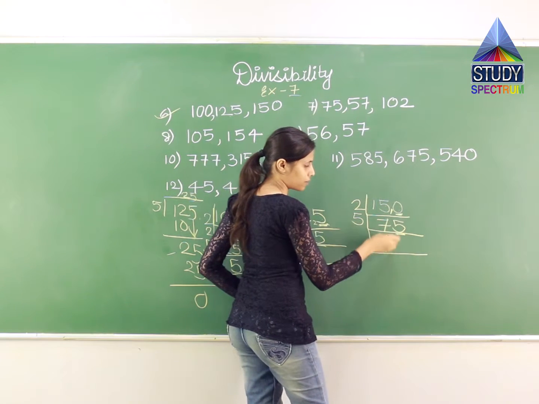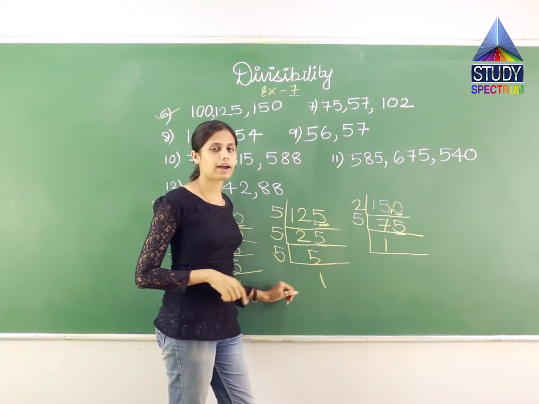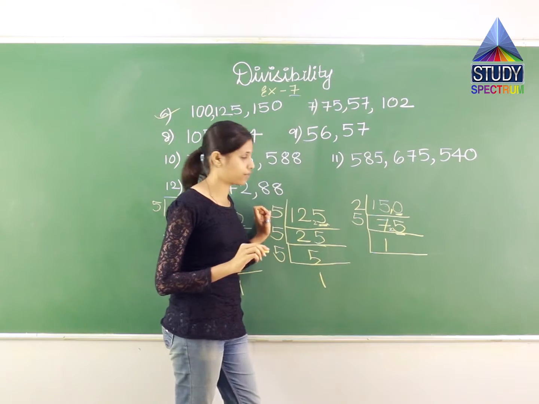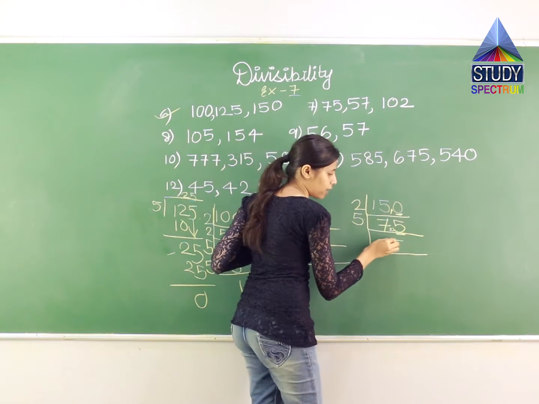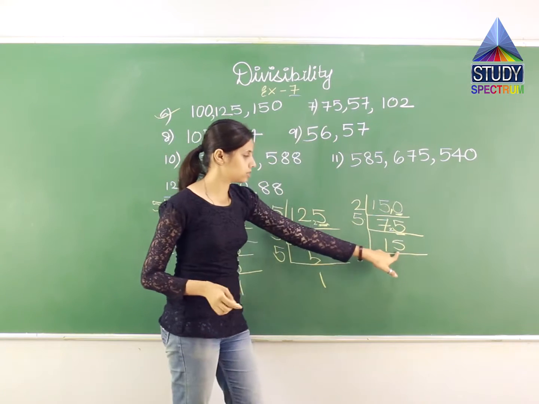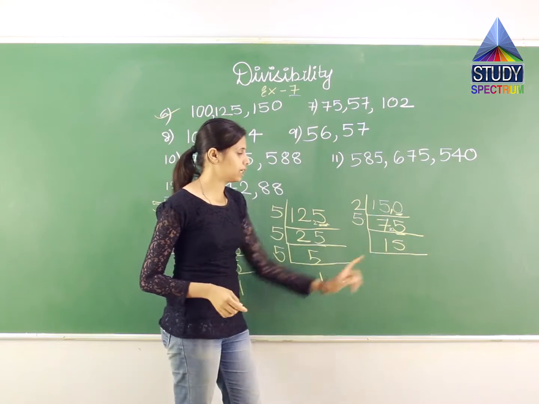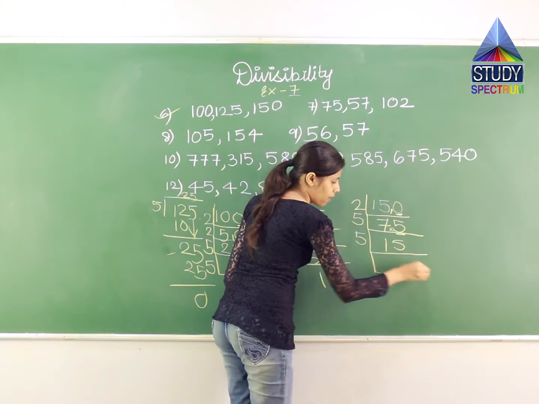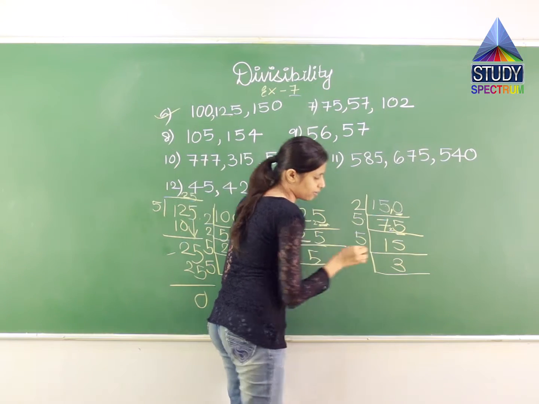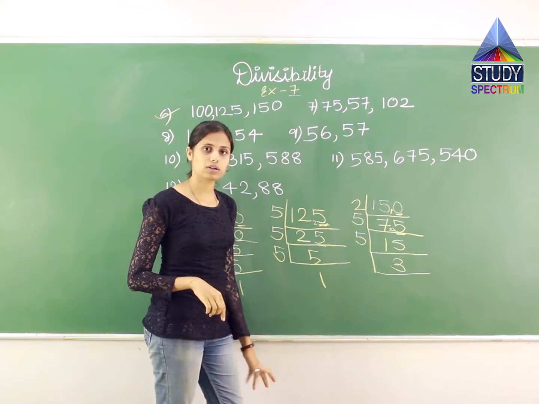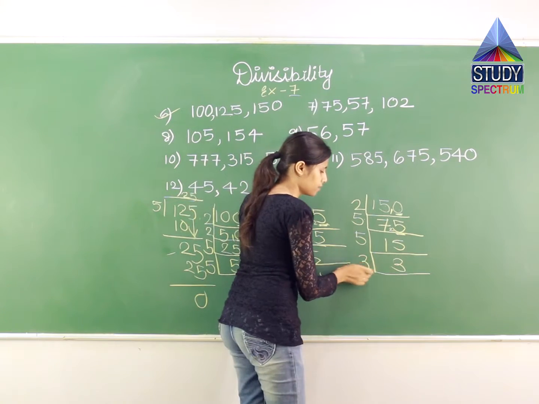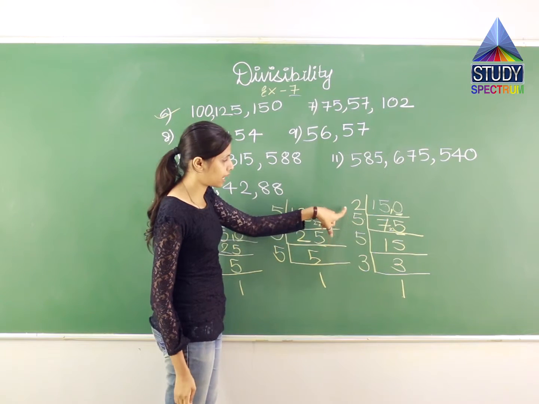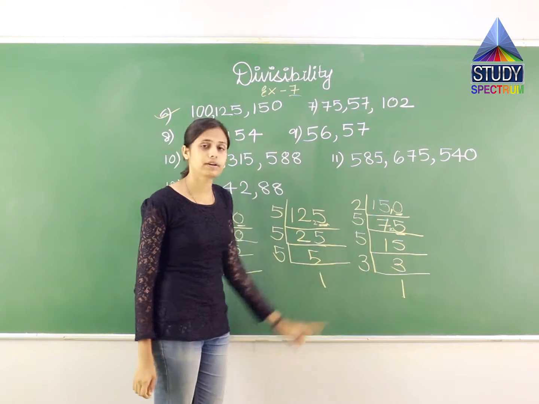So 5 ones are 5, but over here I have 7. So 7 minus 5 gives me how much? 2. That 2 I'll write it over here. So I get 25. Now 5 5s are 25. So 5 I'll write over here. Now I got what? 15. This 15 is again divisible by what? 5. So I'll divide it by 5. 5 3s are 15. So I'll write 3 over here. 3 is divisible by what? 3 is divisible by 3 itself. So 3 and 1. So what are the factors for 150? The factors for 150 are 2, 5, 5 and 3.